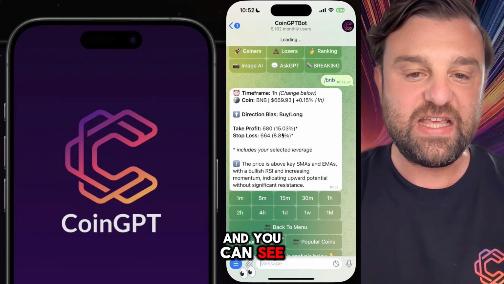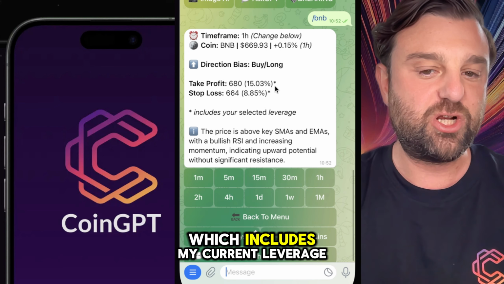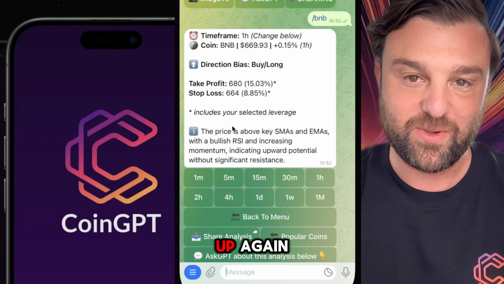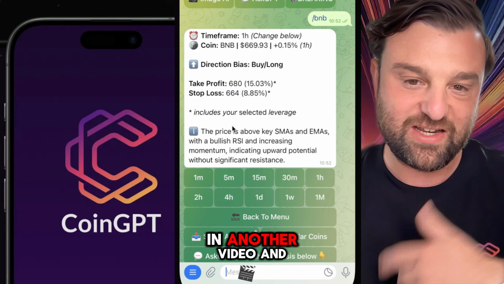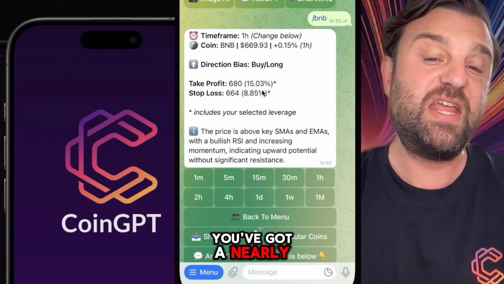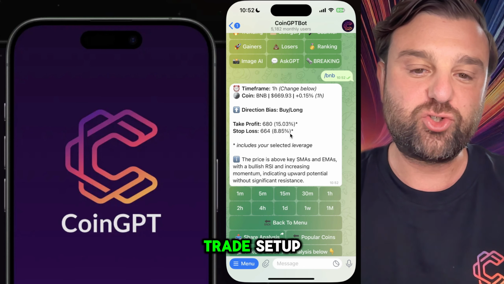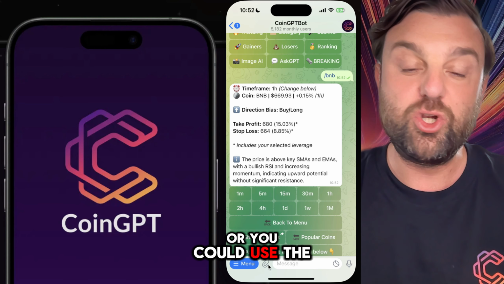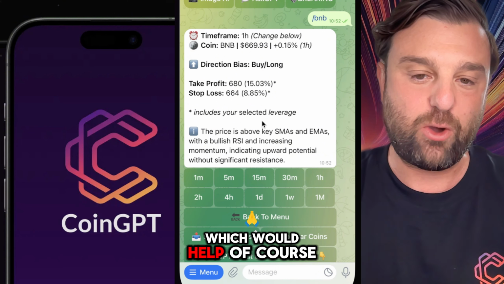And you can see that in terms of take profit, it's 15% to the upside, which includes my current leverage. And that's because I have auto trading set up. Again, you can learn about auto trading in another part of the series in another video. And the stop loss is 8.85%. But the point is you've got nearly a 2-to-1 risk to reward ratio. So that's a nice trade setup. You could take action on that manually in your own trading exchange, or you could use the auto trade one-click feature of CoinGPT, which would help, of course.